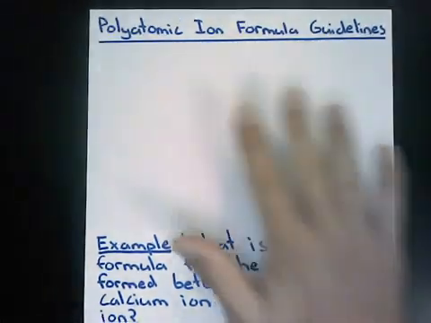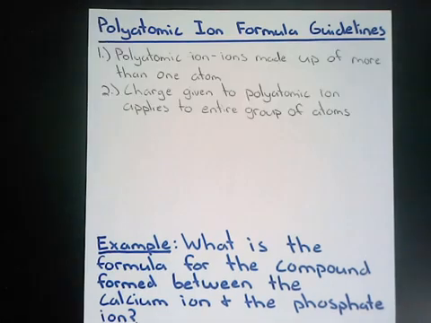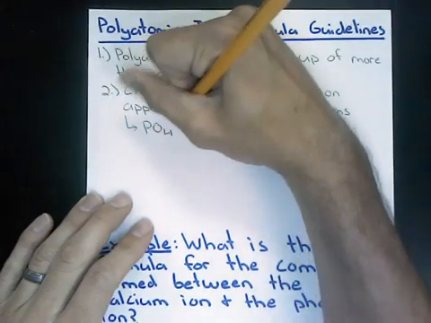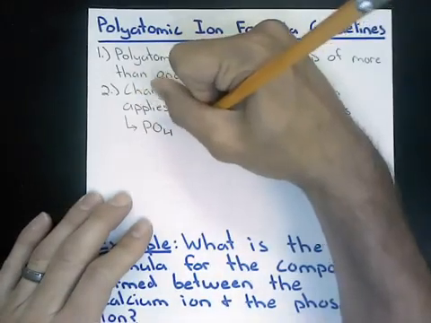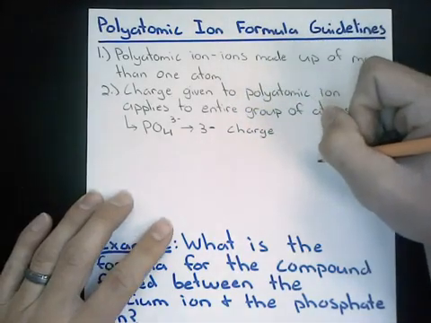With polyatomic ion formula writing, the first thing to remember is that poly means many atoms that make up an ion, and I'll show you that here in a second. But the change here is this: the charge given to a polyatomic ion applies to the entire group of atoms. So I added there the definition of polyatomic ion, and then I stated that the charge of the given polyatomic ion applies to the entire group of atoms. So let's take an example: PO4, which is phosphate, and it has a charge of 3-. This charge of 3- applies to PO4 as a group.